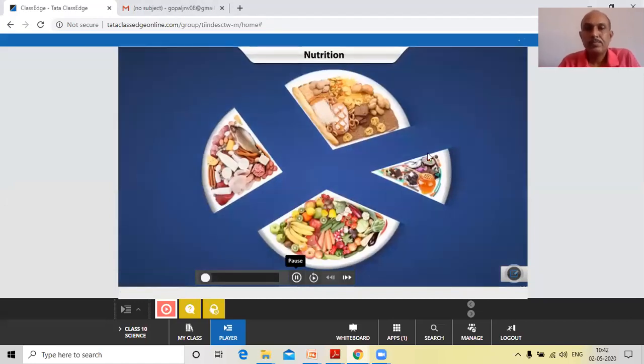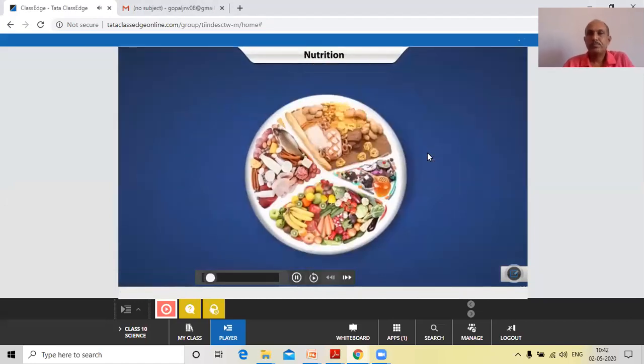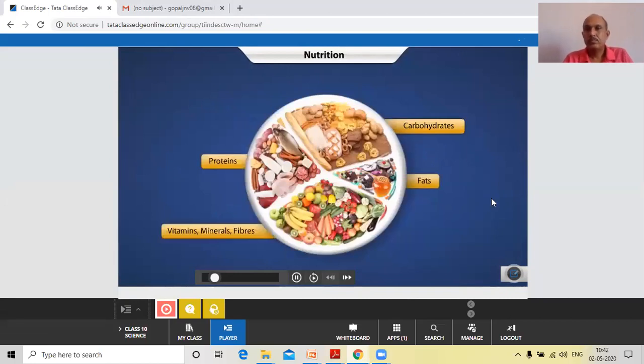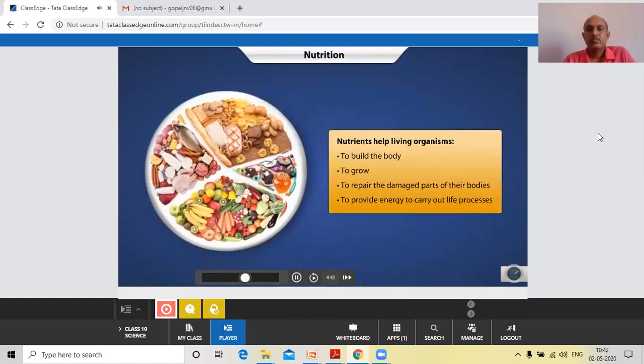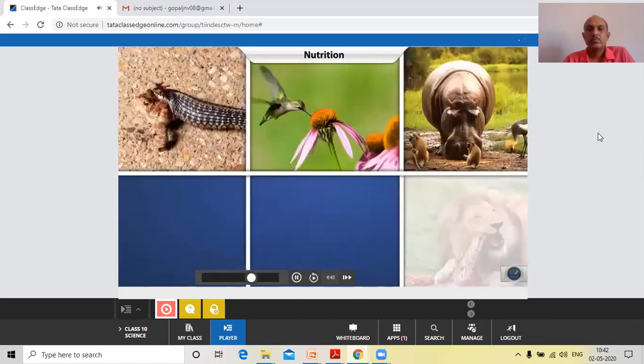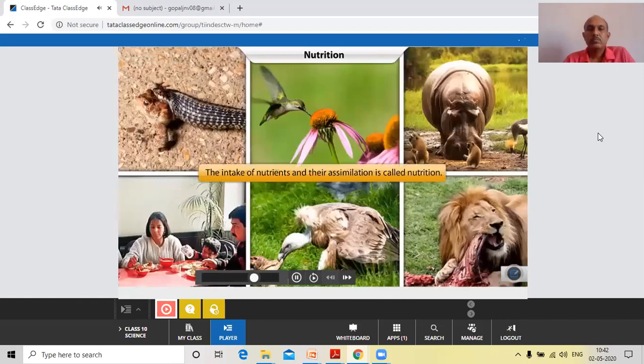The components of your food, such as carbohydrates, fats, proteins, vitamins, and minerals, are called nutrients. All these nutrients are compounds of carbon, which have to be obtained from different sources. These nutrients help to build your body, to grow, to repair the damages in the body, and to provide energy to carry out all life processes. The intake of nutrients and their assimilation is called nutrition.